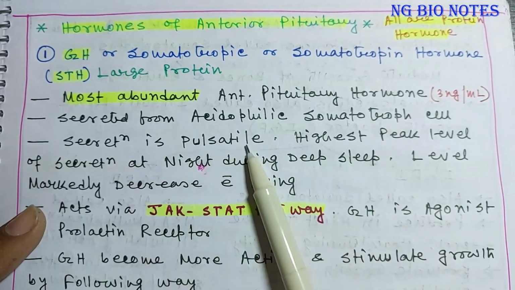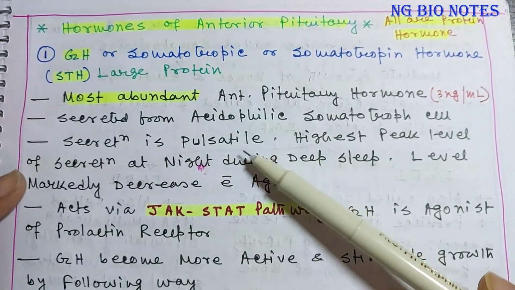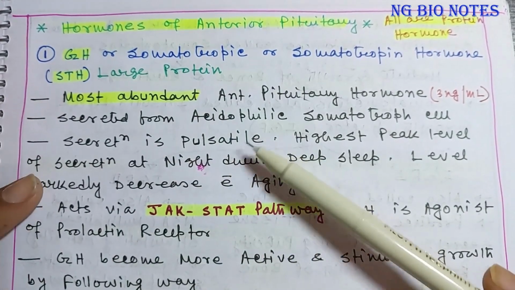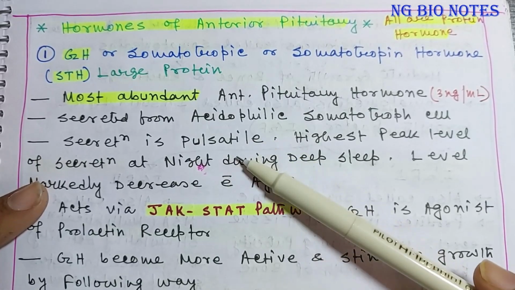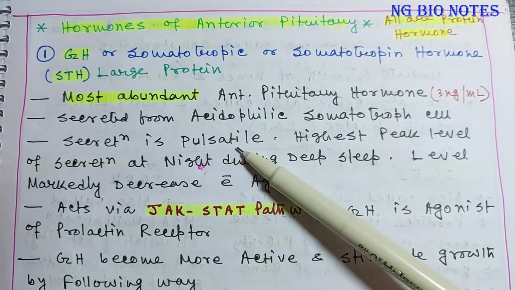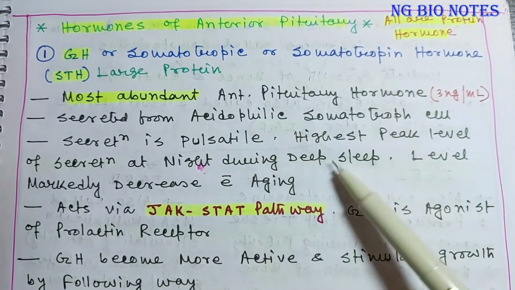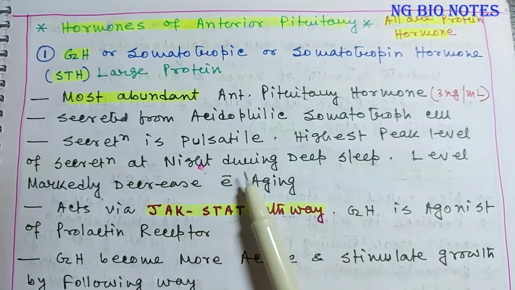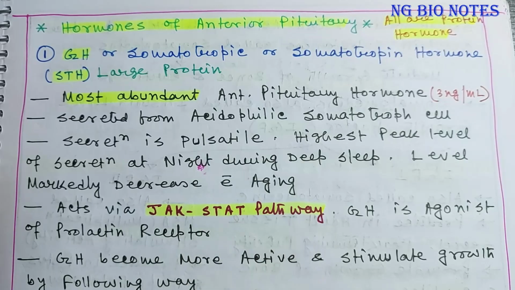Their secretion is pulsatile, and growth hormone is secreted in a pulsatile manner. What is a pulsatile manner? That means the secretion is not continuous. The highest peak level of secretion is at night during deep sleep, and the level markedly decreases with aging.